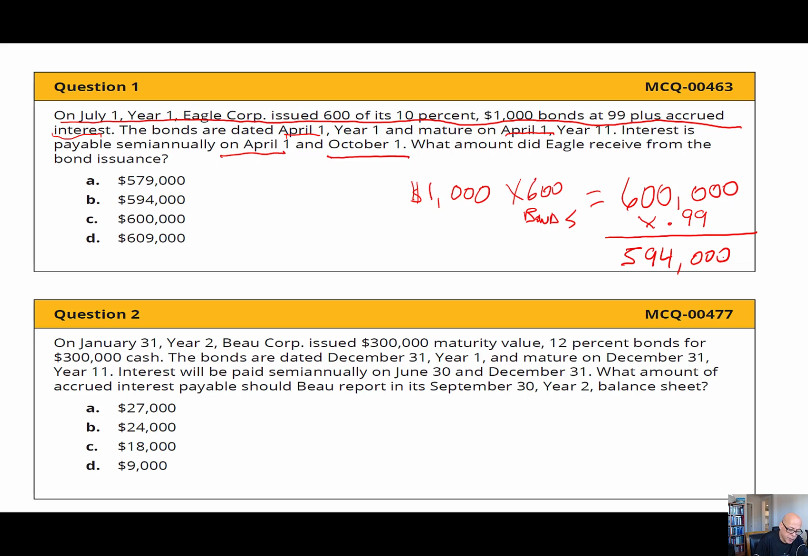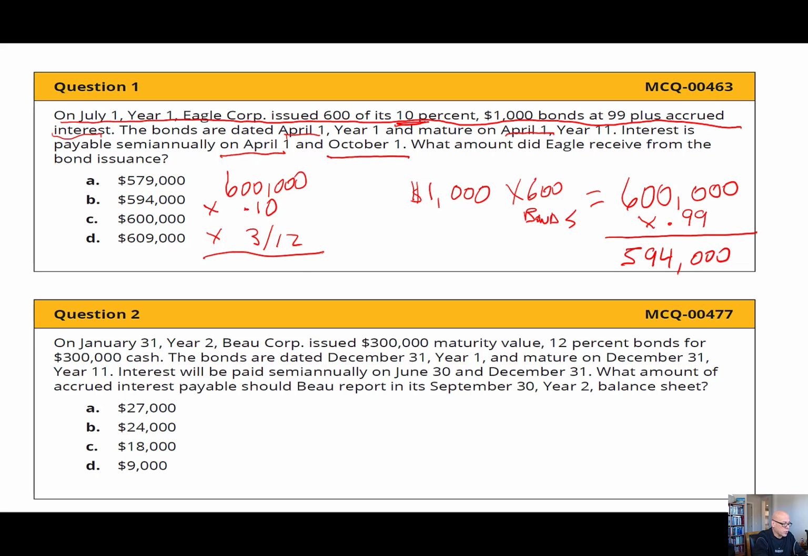Okay, so I sit there and I would take this 600,000. It's a 10% bond times 0.10, okay? But then I'm going to multiply that by what? By the fraction of the year that's gone by, and it's what? April, May, June, times 3/12.